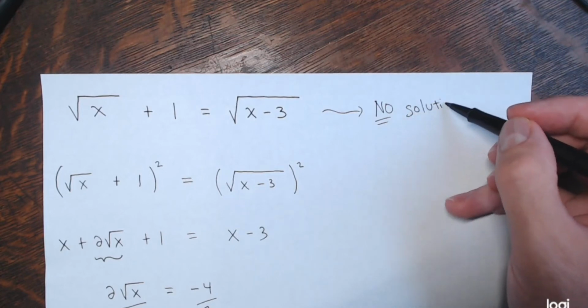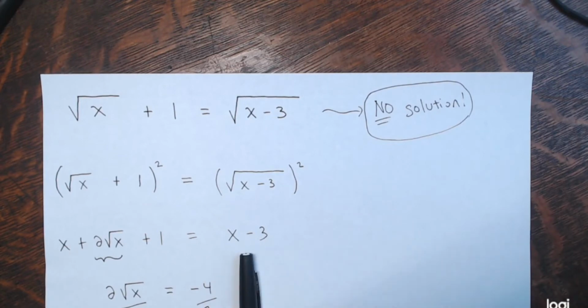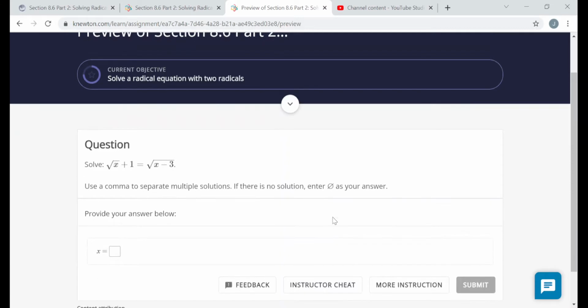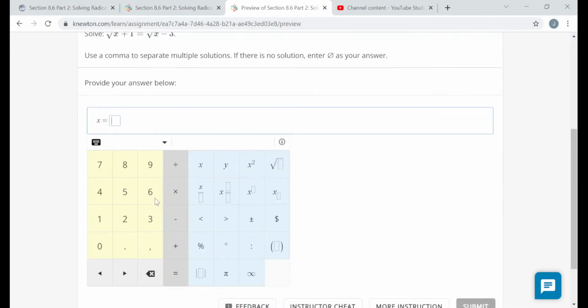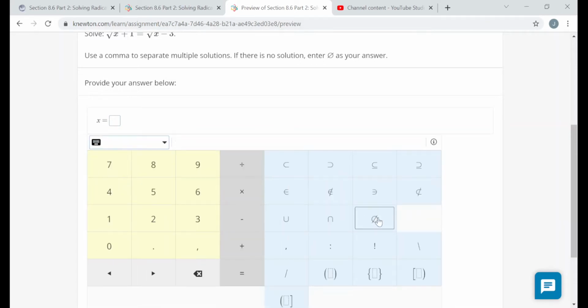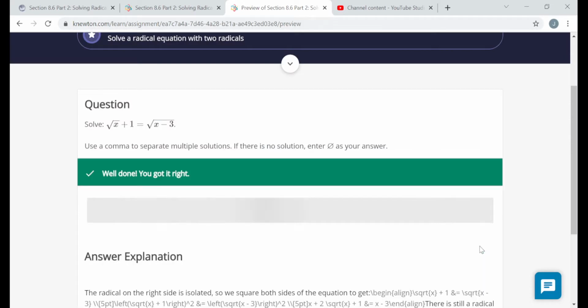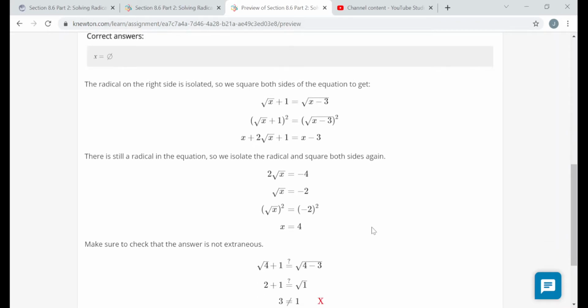And in your assignments, for these equations, they tell you in the instructions, if there is no solution, you enter this symbol, this empty set symbol, the circle with the slash through it, as your answer. And that's not showing up here. I have to go to the keyboard thing, go to sets, and there's the empty set symbol. Wonderful. Alright, and again, please read through your answer explanations.